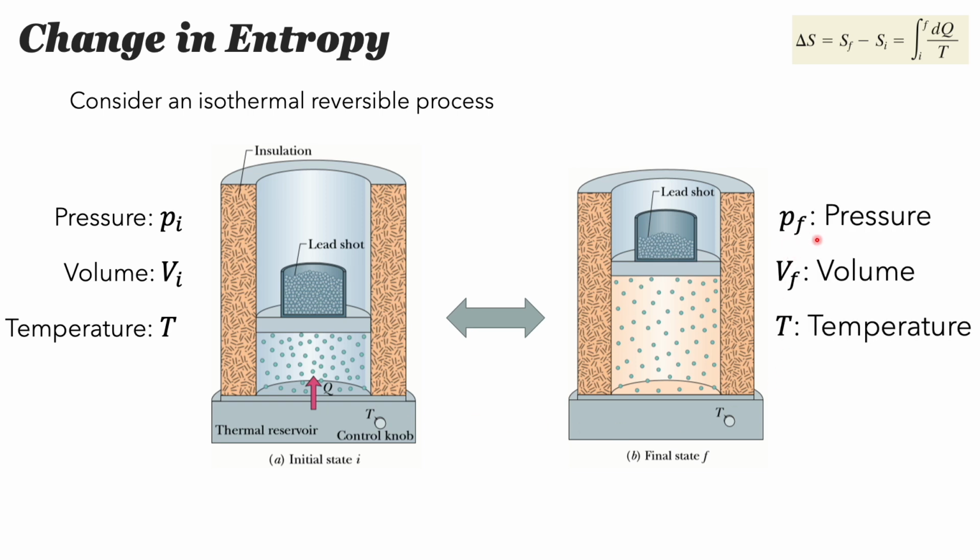And at the final stage, the pressure is P_f, the volume is V_f, and the temperature is T. Notice that the temperature has not changed: P_i to P_f, V_i to V_f, but T remains the same.